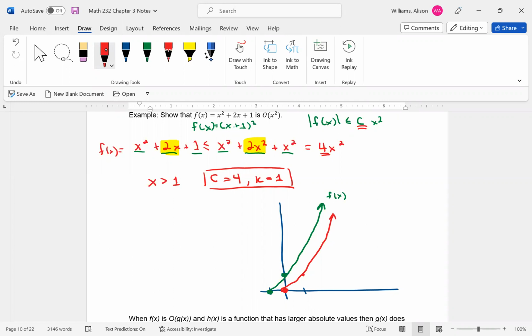Okay, now in order to make g of x bigger than f of x, I need to change this to be 4x squared. So 4x squared means that when x equals 1, it's going to go through the point 1, 4. Sorry, let me label this. This is g of x, which is x squared. Okay, so at 1, 4, that's the new multiplied version of g of x. So that looks like this.